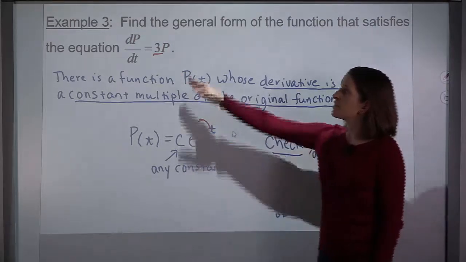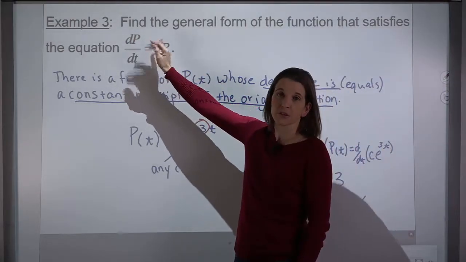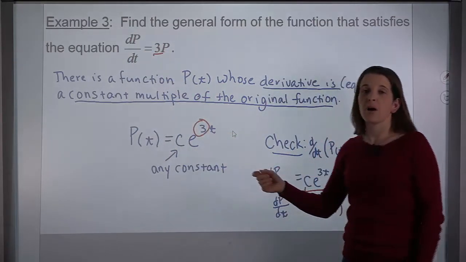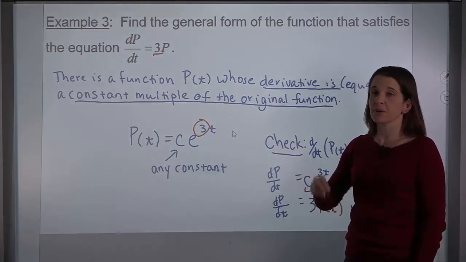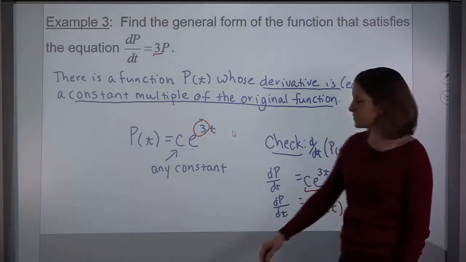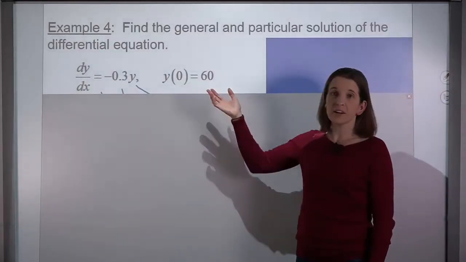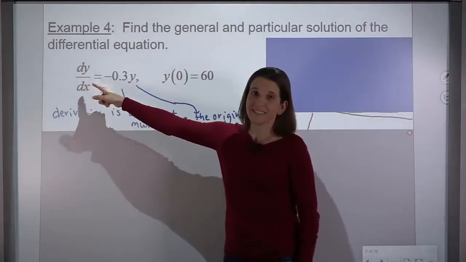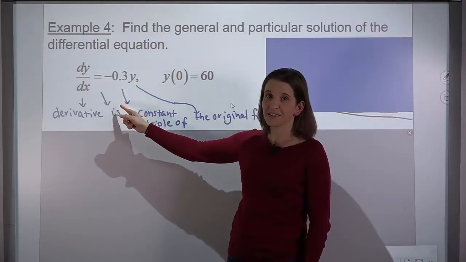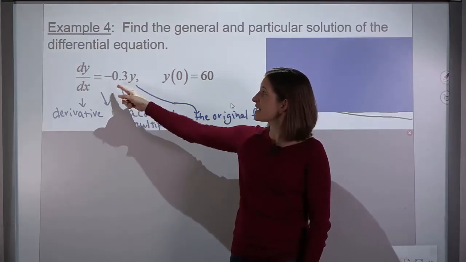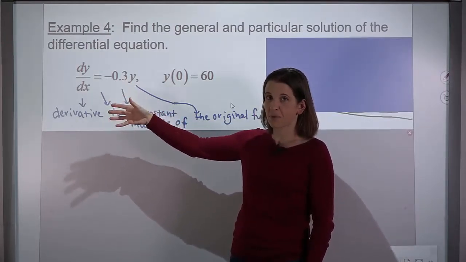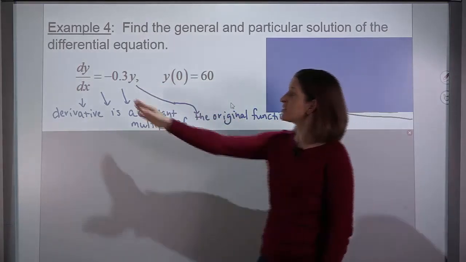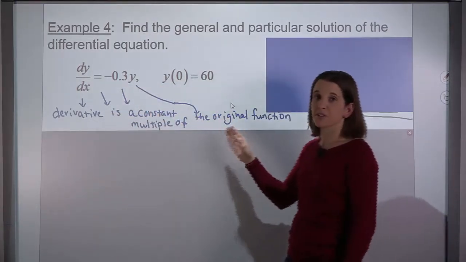So now we'll know whenever they give me this, that the 3 or whatever multiple is there ends up being the number up there with our input variable. So here, if we are told that the derivative is a constant multiple of, in this case, negative 0.3 is our multiple, y is the original function, right? So the derivative is a constant multiple of the original function.